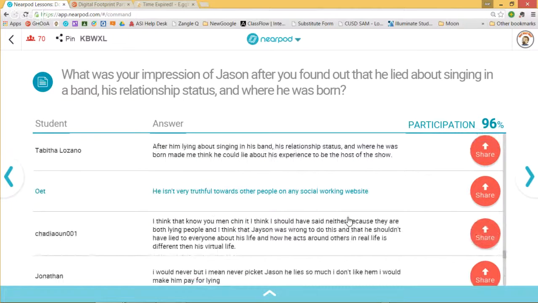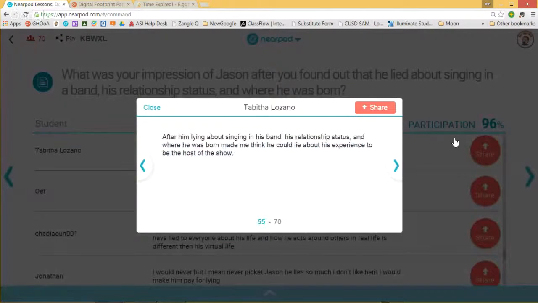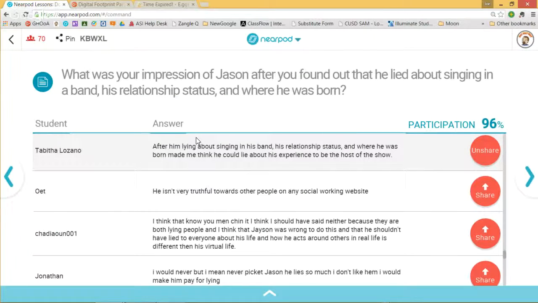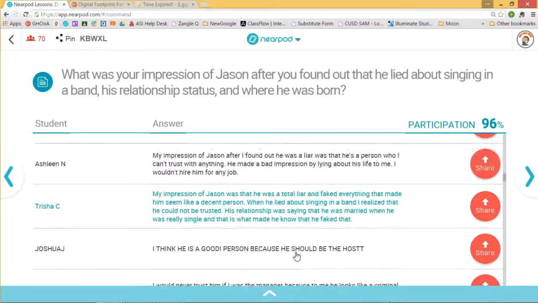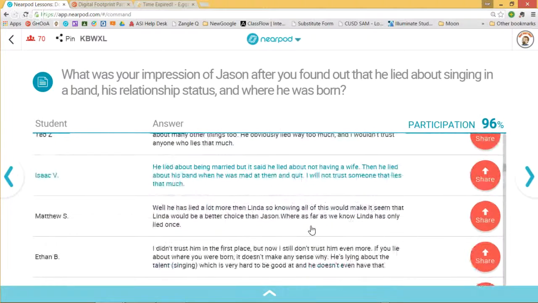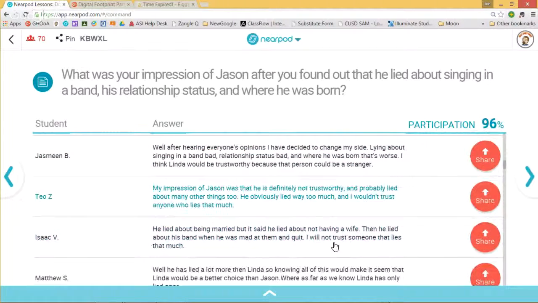Let's see. About Tabitha. Oh, wow. She must be popular in that class. Tabitha says, after him lying about singing in the band, his relationship status, and where he was born made me think he could lie about experiences about being on the host of the show. Okay? Very good. Now let's go up to Spears' class. Trish, have we gotten Trish already? Let's see. Teo.